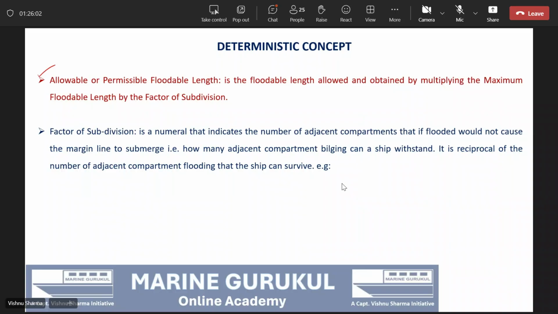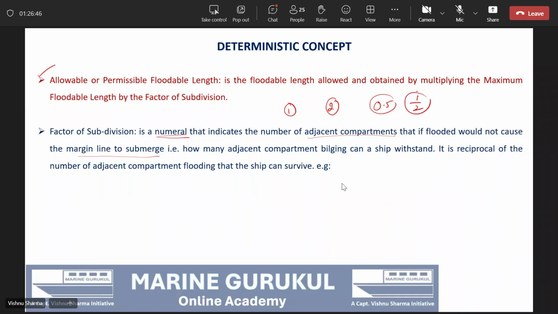What is factor of subdivision? It's a numeral that indicates the number of adjacent compartments that, if flooded, would not cause the margin line to submerge. That means if you have one compartment whose bilging the vessel can withstand, only one compartment, then you would say that it has a factor of subdivision of 1. If the vessel can withstand the bilging of 2 compartments, then the factor of subdivision is 0.5, that means 1 by 2.